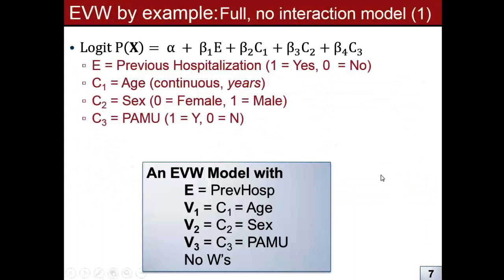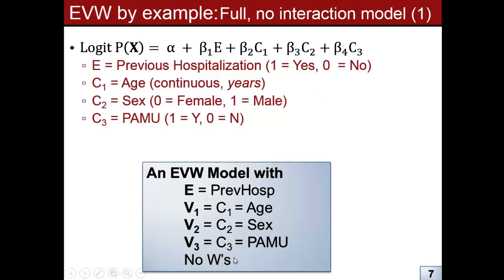So this is an EVW model with 3 control variables, and they're all playing a confounding role. V1, V2, V3 is age, sex, and PMU. These control variables are all being controlled for as confounders. The reason we're saying they're being controlled as confounders is because they're being controlled for and they don't involve the exposure. There's no product with the exposure. They're not interaction terms. And so we're controlling for them because we think they are playing a confounding role of the exposure-disease relationship. That's why they're in the model.